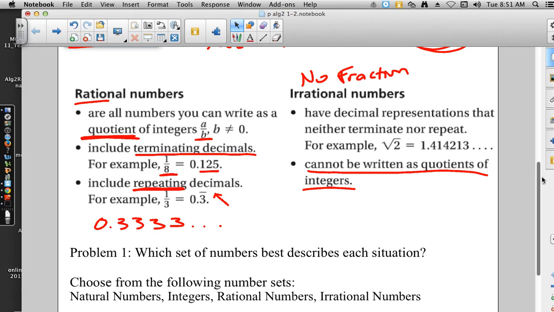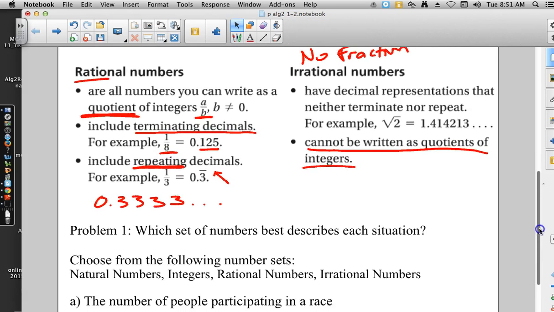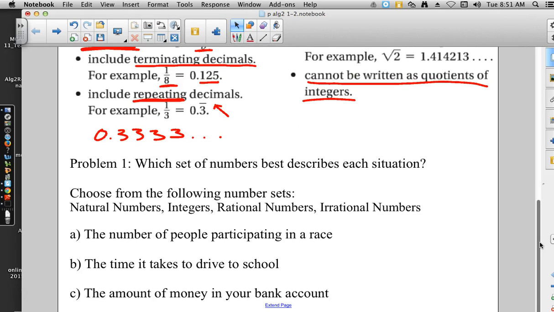Now, down here, it says which set of numbers best describes each situation. So what we want to do is read through this and say, okay, if we have to pick some numbers here, what subset of numbers should we pick? And we're supposed to choose from the following number sets: natural numbers, integers, rational numbers, and irrational numbers.